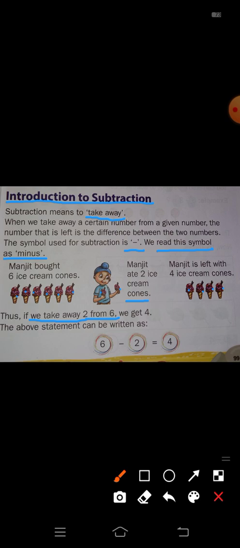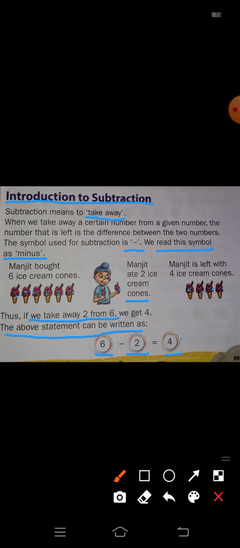Yes, the above statement can be written as, how to write this statement? 6 ice creams are there totally. Minus means already eaten. Manjit ate 2 ice creams. So put the minus symbol here. Next write here number 2. 6 minus 2 is equal to 4. Why write 4? Because out of 6 ice creams, 2 ice creams were eaten. So the remaining ice creams you have to write here as the answer. So here how many ice creams are left? 4. So you have to write here answer 4.